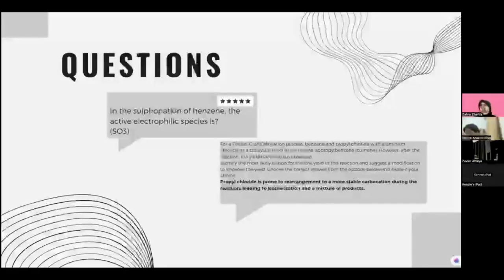Okay, for the first question: in the sulfonation of benzene, the active electrophilic species is? For this question, there are three steps. The first step is that two molecules of sulfuric acid react, where one acts as an acid and the other acts as a base, to form the conjugate acid and the conjugate base of sulfuric acid.